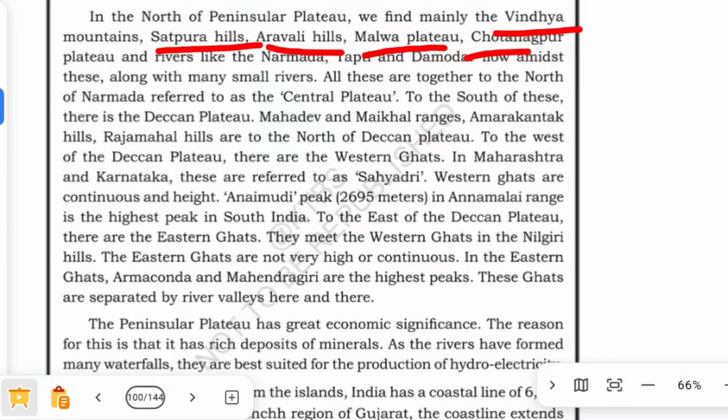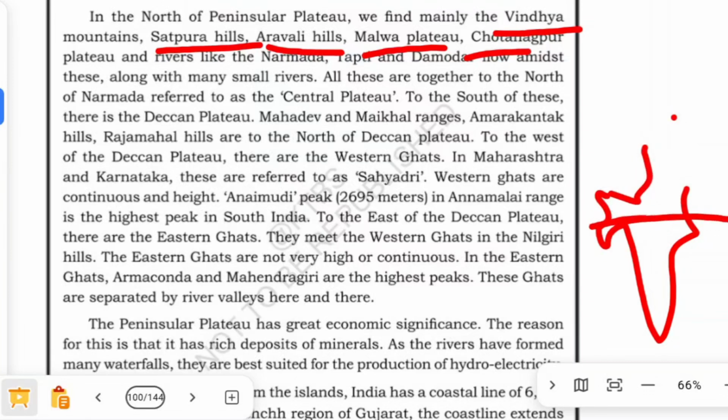So this Narmada will be dividing. You can see this Narmada will be flowing from here. It will be dividing India into two parts, that is southern India and northern India. So that is very, very important. There are the Deccan Plateau, Mahadeva and Maikal Range, Amarakantak Hills, Rajmahal Hills.